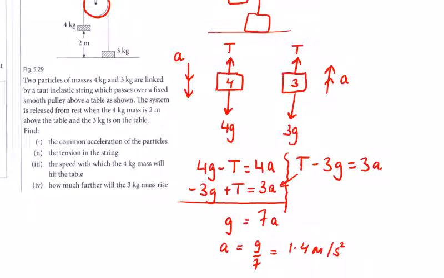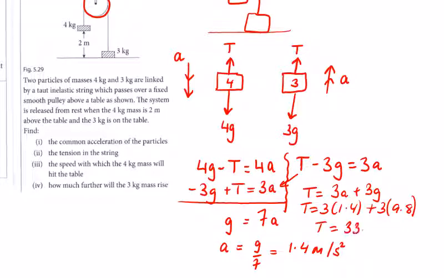So now we want to get the tension. Well, we have A, we have g. So now for tension, I can just fill back in here. Tension is equal to 3a plus 3g. So the tension in the string is 3 by 1.4 plus 3 by 9.8. So the tension in the string is 3 by 11.2, 33.6 newtons is the tension in the string.